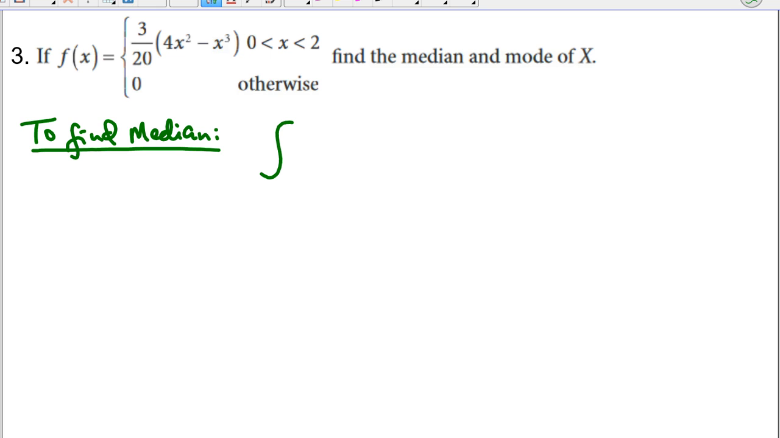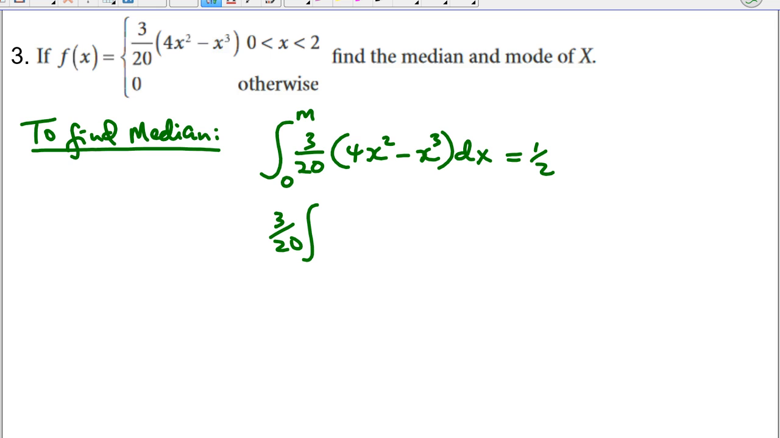So basically the integral from 0 to m will give me an area of a half. So basically 4x squared minus x cubed dx is equal to a half. So I can factor out 3 over 20 because this is a constant. Then I just end up with a simpler function to work with. This is from 0 to m.